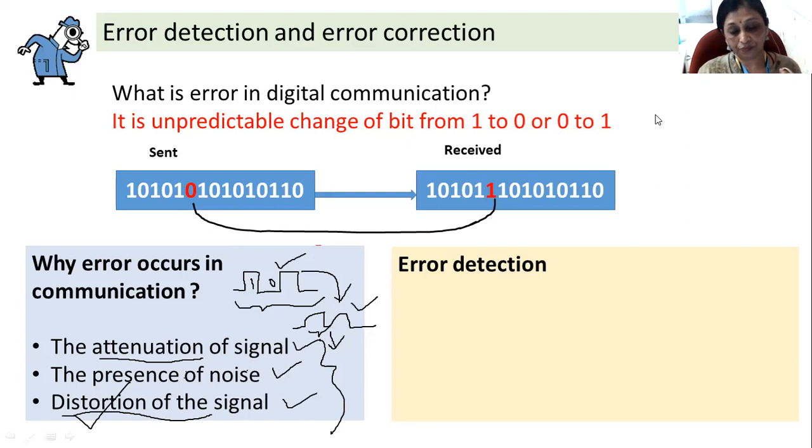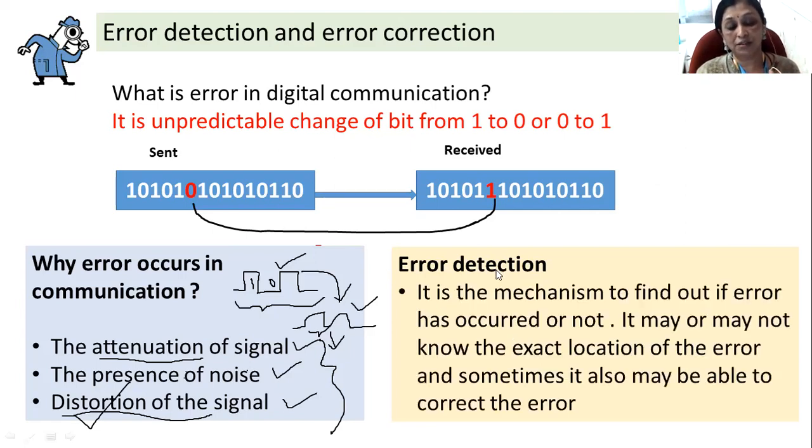Okay, so error detection. Let us see what is meant by error detection. It is a mechanism to find out if error has occurred or not. It may or may not know the exact location of the error, and sometimes it also may be able to correct the error. So as I told you, in the first place, the mechanism must be capable of detecting error. Its occurrence in the first place is very important. So whether error has occurred, that has to be detected by this error detection mechanism.